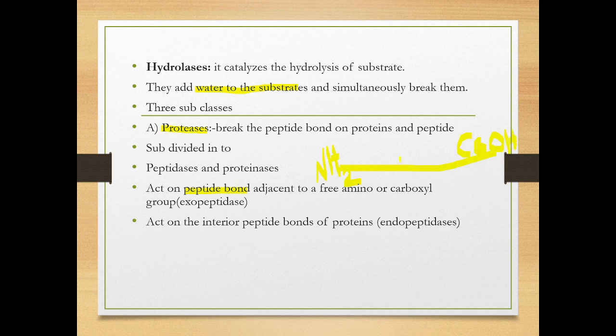Clear? So this is a protein. Protein has two ends. One is called the N terminal and this is the C terminal. So this acts on what? The peptide bond adjacent to the free amino acid here. It cuts from here, like this, or from the carboxyl end.